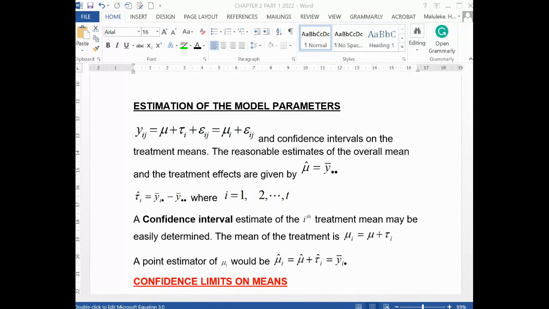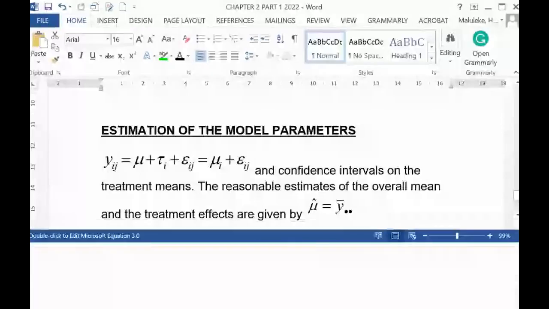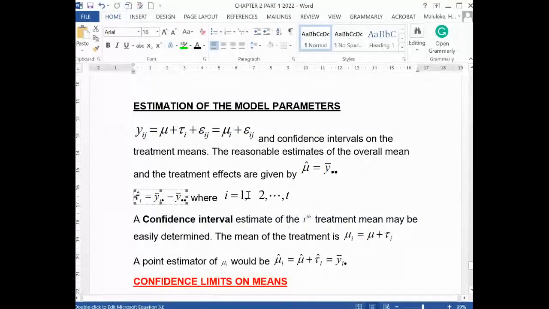If you want to estimate tau i, I want you to get to this one. Before I go to the confidence interval, there's something I want to bring in here. This part, guys. Can you see this part? Tau i. I have to explain this before I move to the confidence intervals. We said tau i is equal to y i dot minus y bar dot dot.